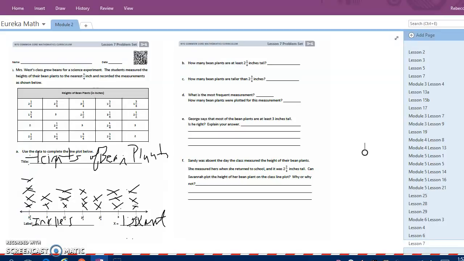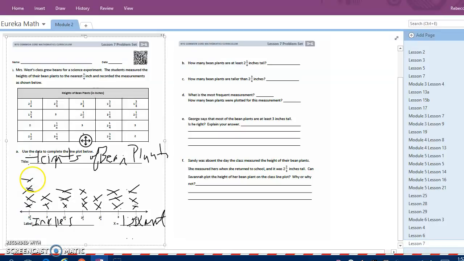So one thing I want you to do is count up your total number of X's. Your total number of X's has to match your total bean plants up at the top. So we've got 4 rows, 5 in each row. That's 4 times 5. So we should have 20 X's. So 1, 2, 3, 4, 6, 8, 10, 12, 14, 16, 18, 20. I have 20 X's, so mine is accurately showing at least 20 plants.